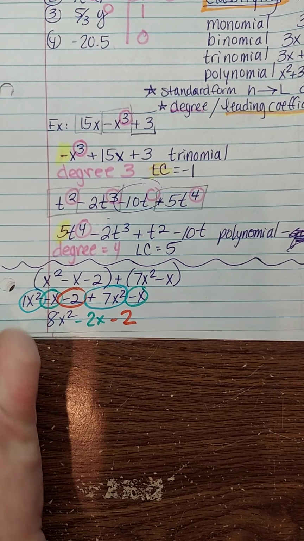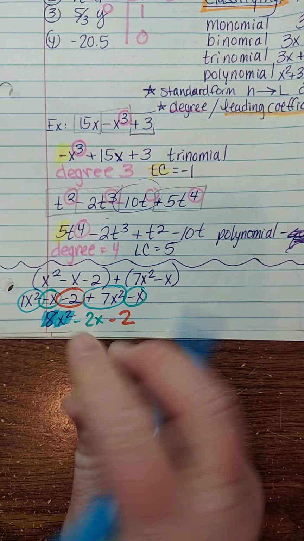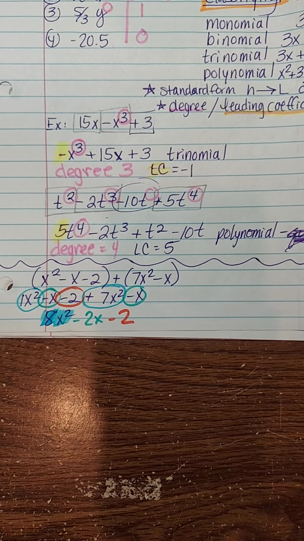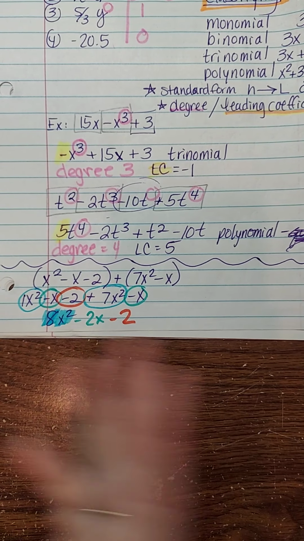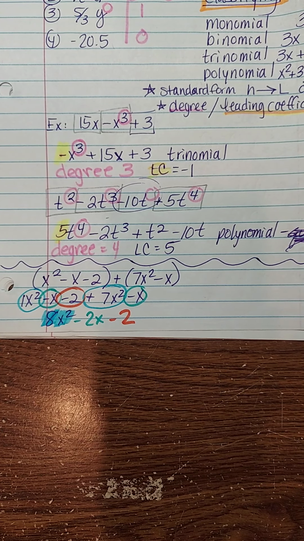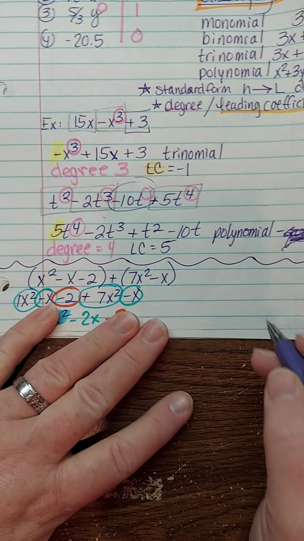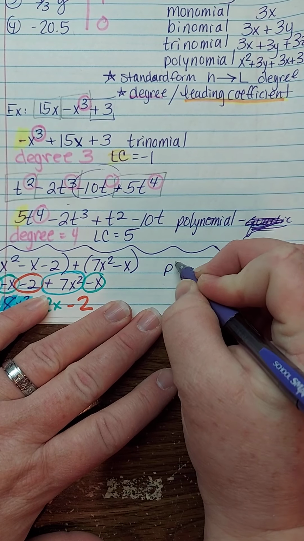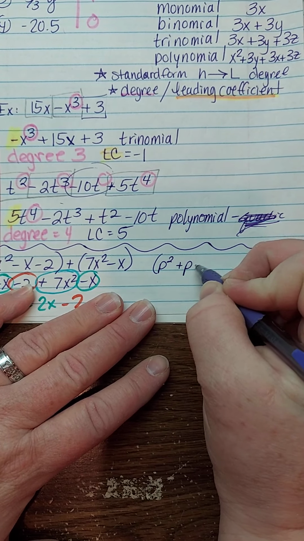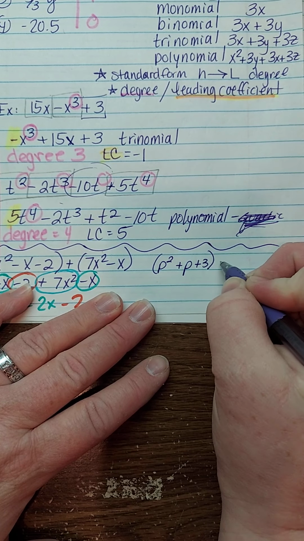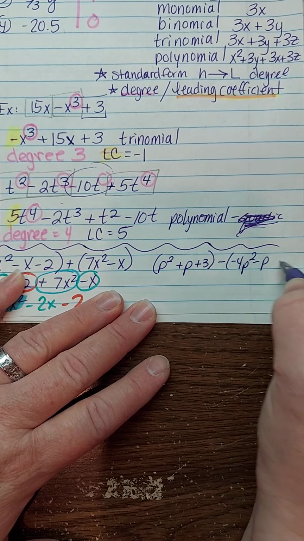Now notice what I did is I already wrote this in descending order, didn't I? X squared minus 2x minus 2. Look, I don't even have to rewrite it. I already did it. Now, we can also subtract. And subtraction, this is what I would do. And if you do this, you probably won't have any sign errors involved.